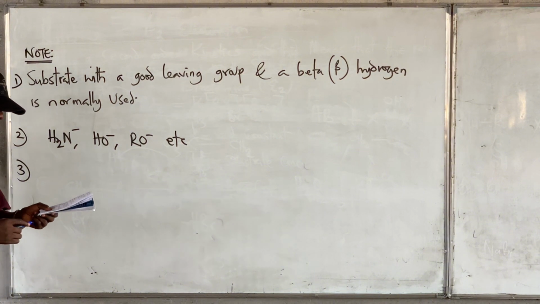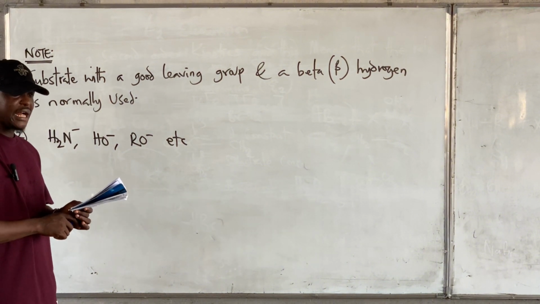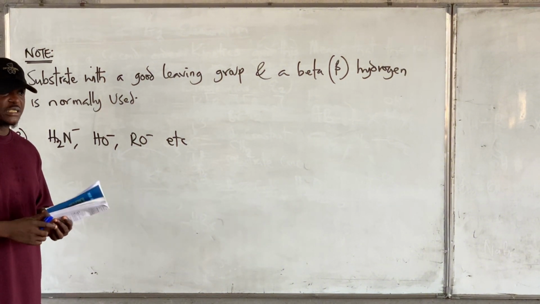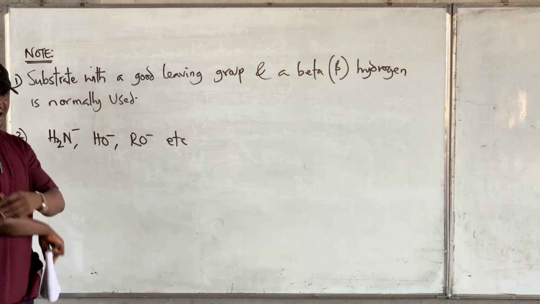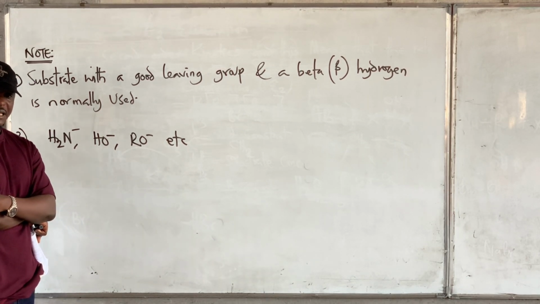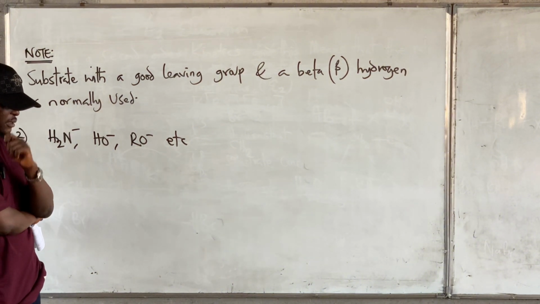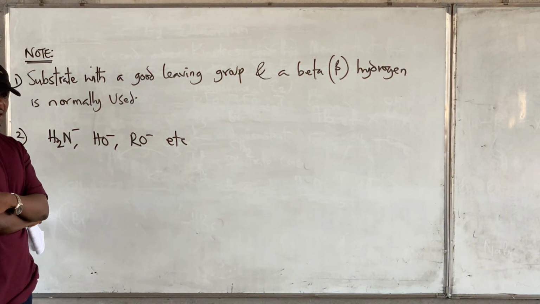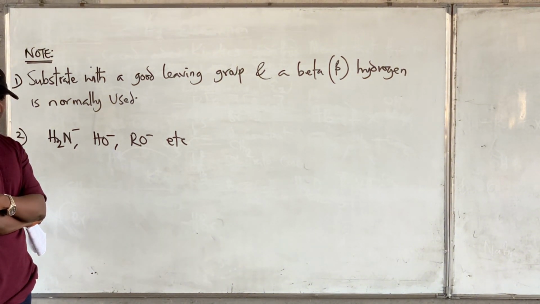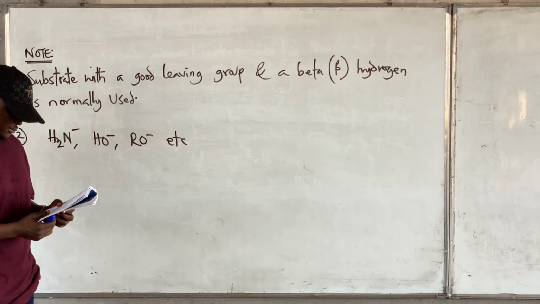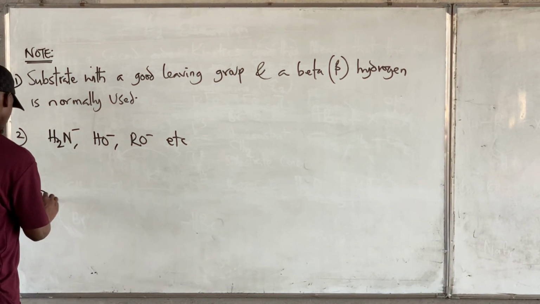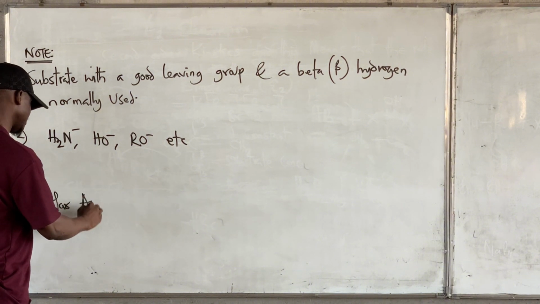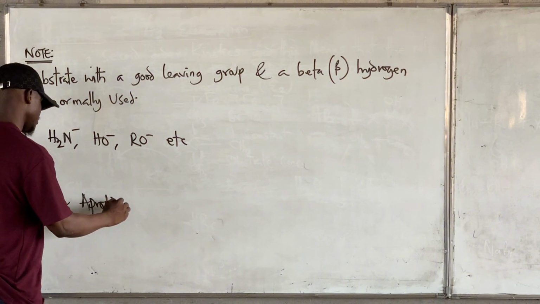Point number three, no rearrangement is encountered in E2, just like in SN2. Number four, polar aprotic solvent favors E2.